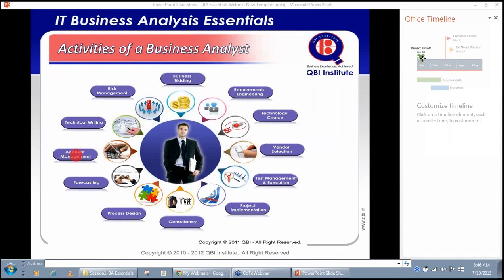So you may be an account manager for, let us say, a $10 million account, which has several projects and tens of business analysts working on the project. Technical writing. When I say technical writing, it is all about requirements documentation and all. Risk management. You see, you need to ensure business processes are available to your client.